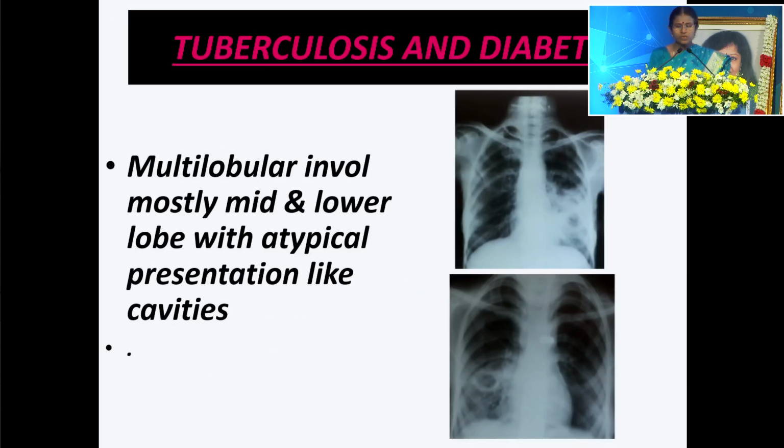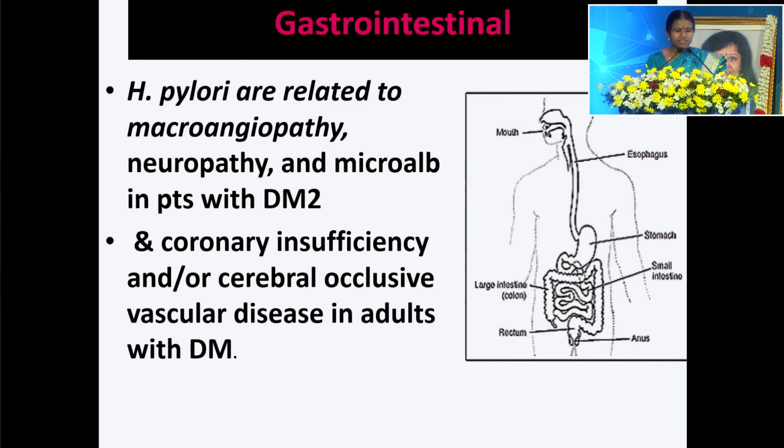And in tuberculosis with diabetes, the very specific feature is that it is multilobular. Usually you see the upper lobe getting involved, but in a diabetic you can see the middle or lower lobe getting involved. If you see any TB patients with middle or lower lobe involvement, please test for diabetes in them. It also presents with cavities.